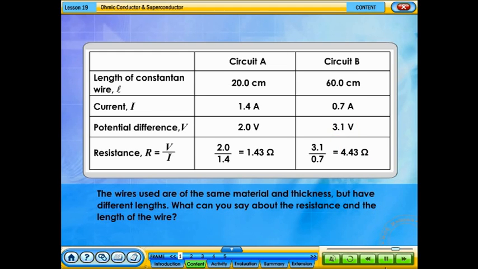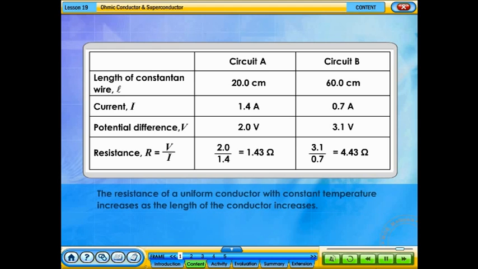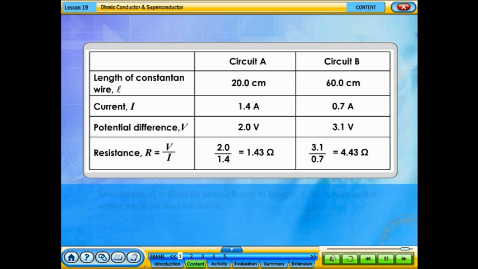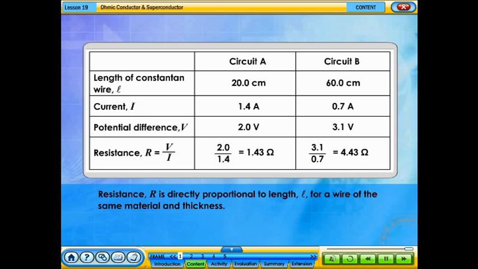Same material and thickness, but different lengths. What can you say about the resistance and the length of the wire? The resistance of a uniform conductor with constant temperature increases as the length of the conductor increases. Resistance R is directly proportional to length L for a wire of the same material and thickness. This can be represented by the graph shown.